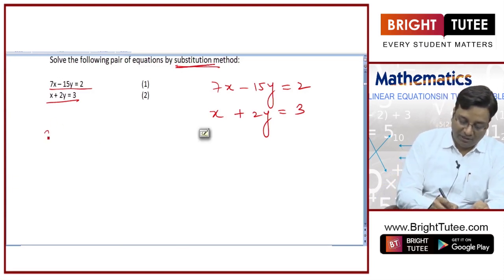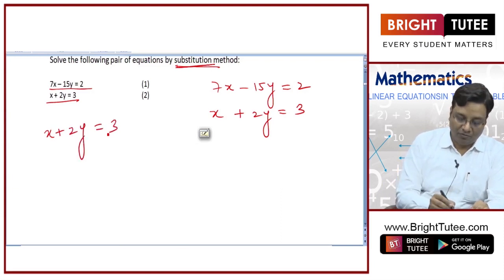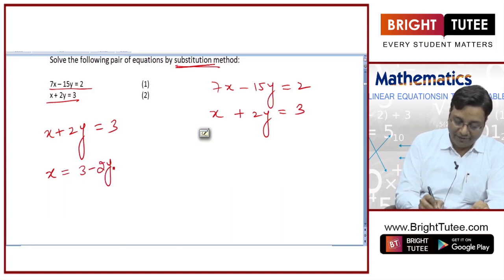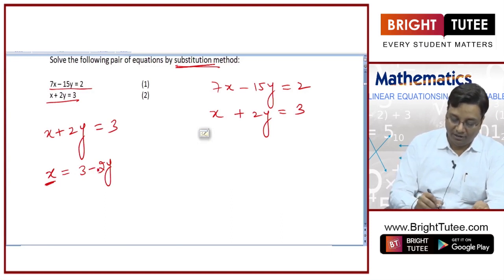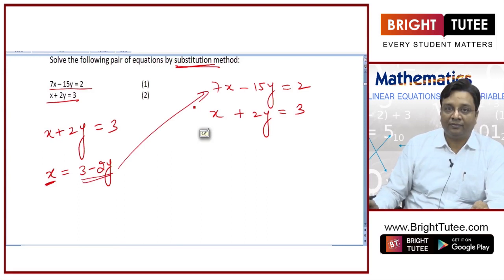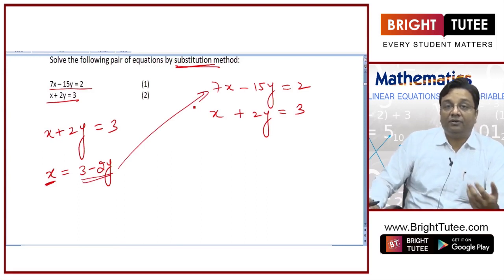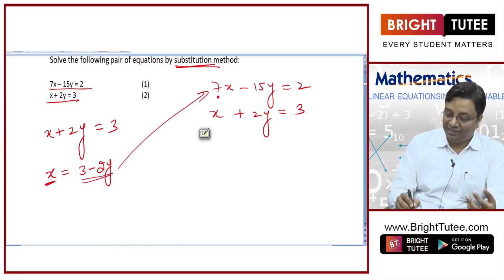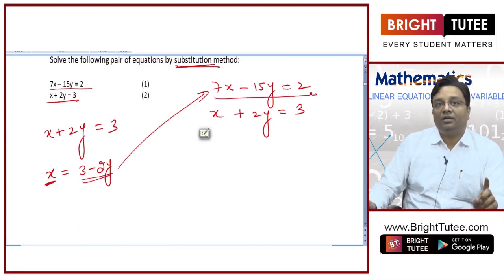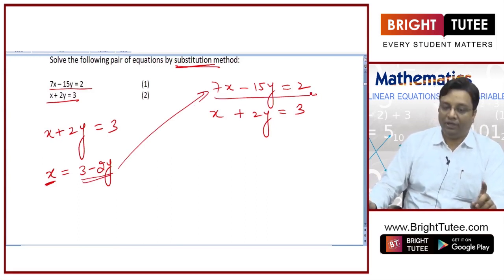For example, let us say x plus 2y is equal to 3. So what can I say about x? x is equal to 3 minus 2y. So what I can do is I can substitute value of x, which is 3 minus 2y, in this equation, right? And what will be the benefit of this substitution? That this equation then will become equation in one variable only.